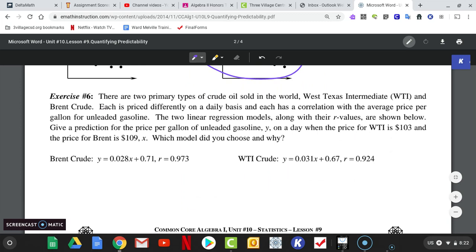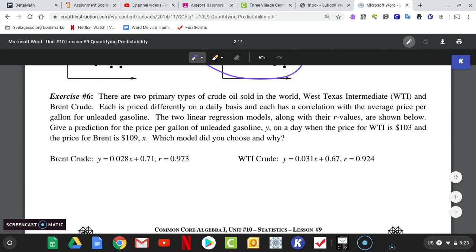All right, exercise 6. There are two primary types of crude oil sold in the world, West Texas Intermediate and Brent crude. Each is priced differently on a daily basis, and each has a correlation with the average price per gallon for unleaded gasoline. The two linear regression models, along with their R values, are shown below. Give a prediction for the price per gallon of unleaded gasoline Y on a day when the price for WTI is $103 and the price for Brent is $109. Which model did you choose and why?